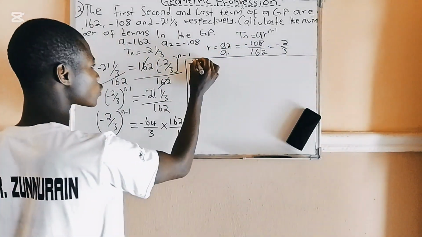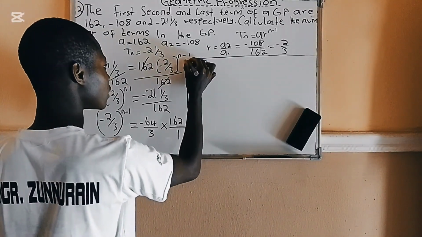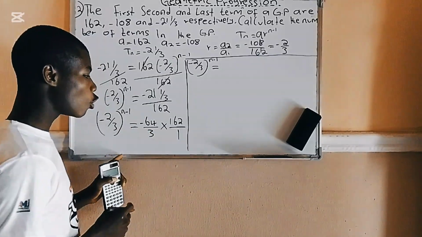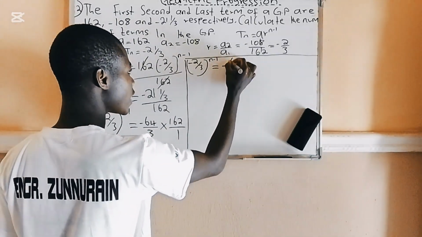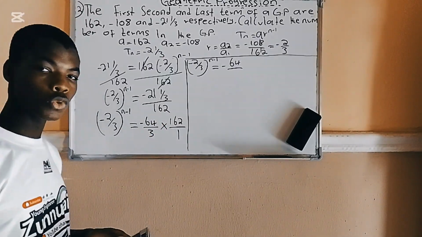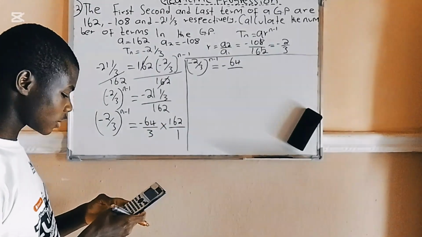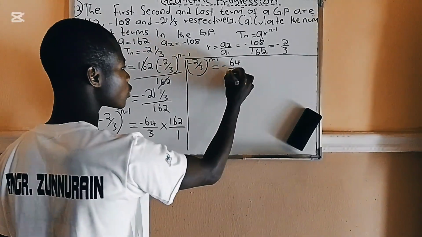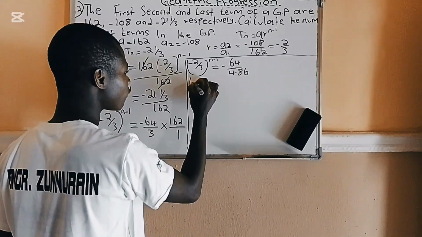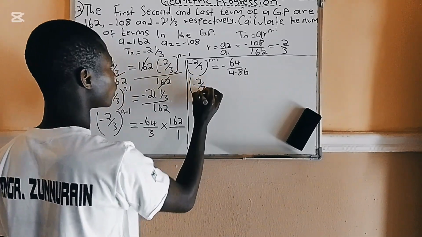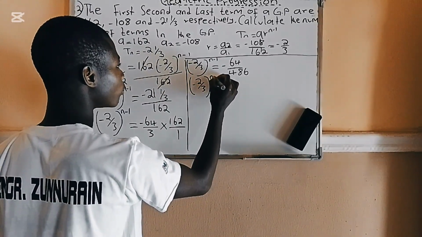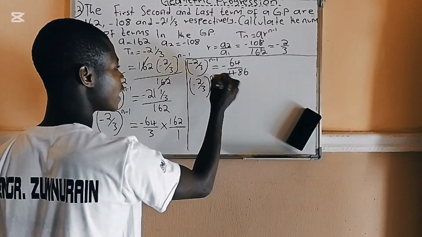So therefore, minus 2 over 3 to the power of n minus 1 will be equal to 64 multiplied by 1, minus 64 over 162 multiplied by 3. 162 multiplied by 3 is 486. So therefore, again, minus 2 over 3 to the power n minus 1.